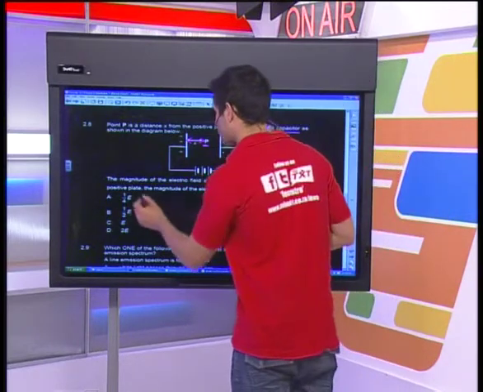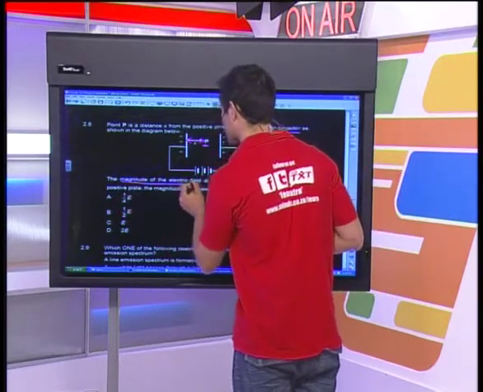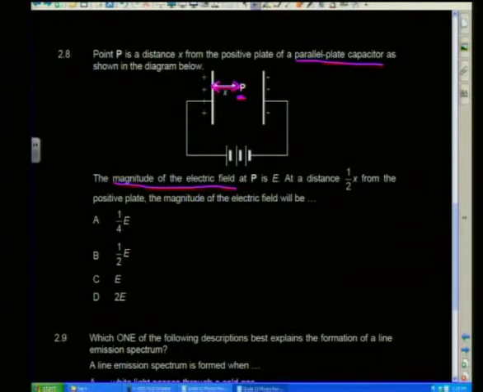The magnitude of the electric field. Oh, wait a minute. I know something about the electric field between parallel plates. Is E. So it's got a value of E. Now, at a distance of half x. So in other words, if I placed point P much closer, in other words, x over 2, so half of x, from the positive plate, the magnitude of the electric field will be, okay, well now everyone's going crazy here.